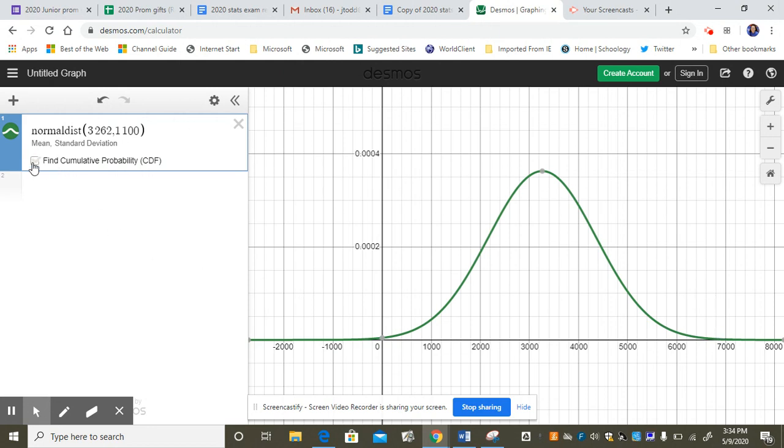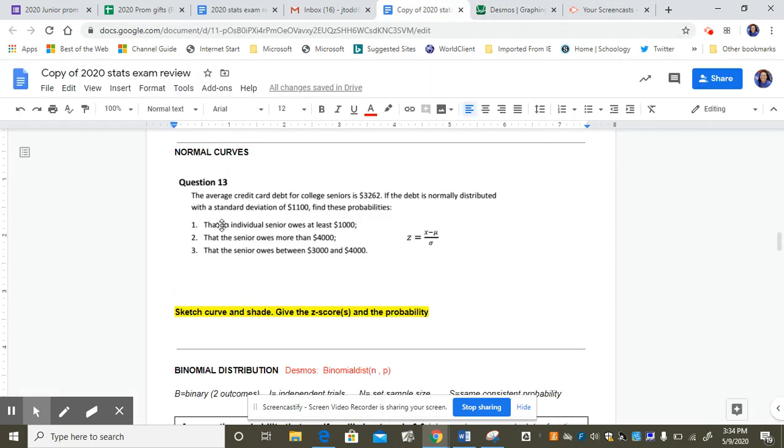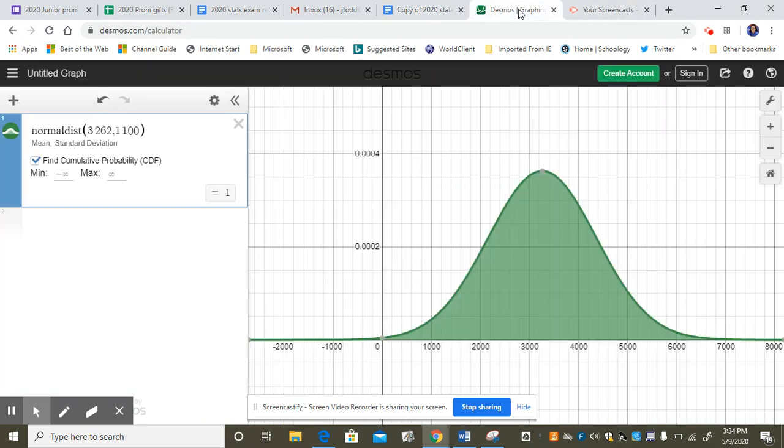All right, we're going to find some probabilities now. The first question is, what is the probability an individual owes at least $1,000? That means 1,000 or more dollars. That is a lot of college seniors. 1,000 or more, we want shaded. So we want the minimum to be 1,000, and see how that's what's shaded here. Your answer is 0.98.